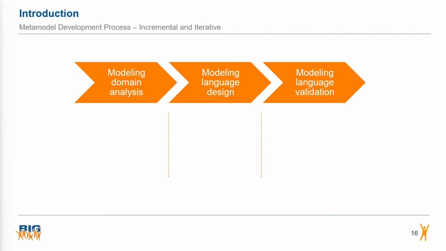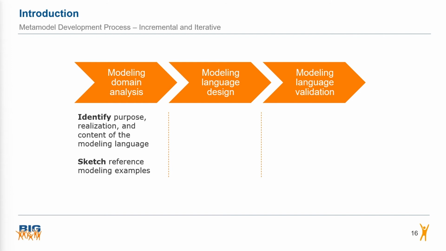Rather, in this lecture, I want to discuss with you the development process of a meta model. So how do I actually create such a meta model? And this is a three-step approach. In the first step, we have a modeling domain analysis, where the goal is to identify and define the purpose, the realization and the content of a modeling language, and you can achieve that by creating first sketches of reference modeling examples.